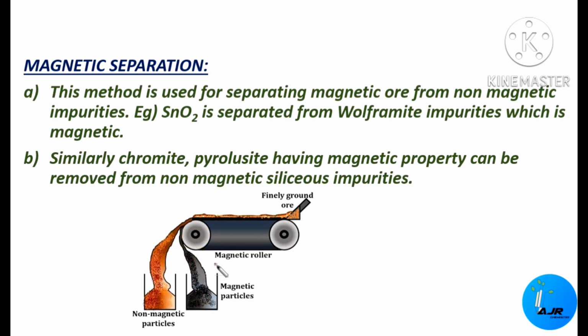Whereas the rest of the impurities, the gangue particles, will be flying off from the heap, away from the magnetic roller. So thus we can separate the non-magnetic particles from the magnetic particles. Understood, students?